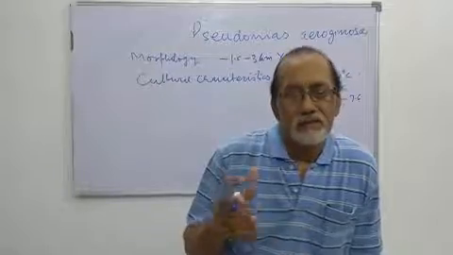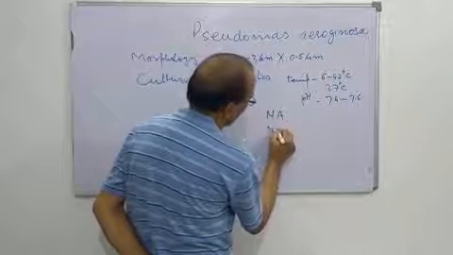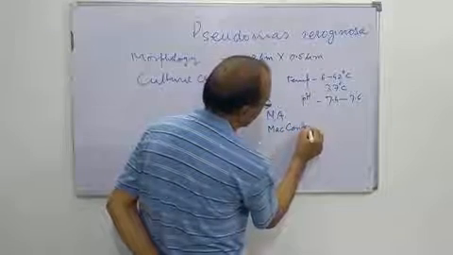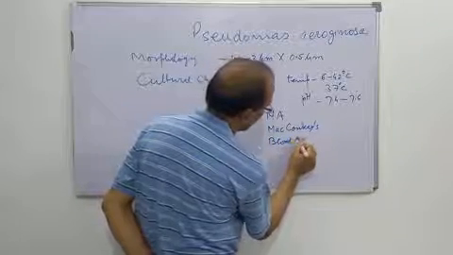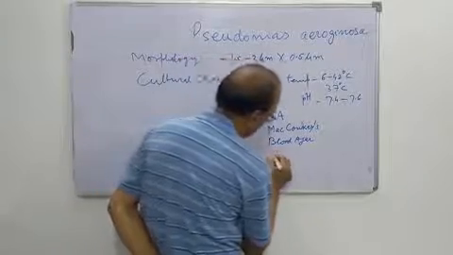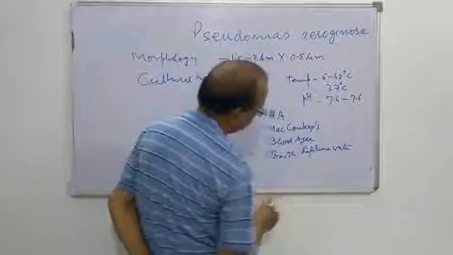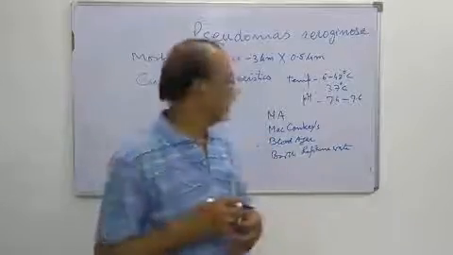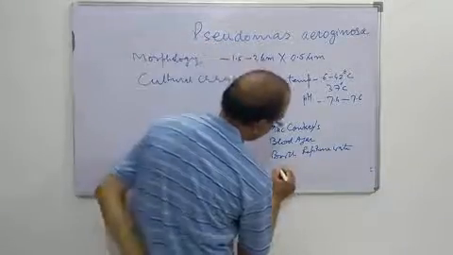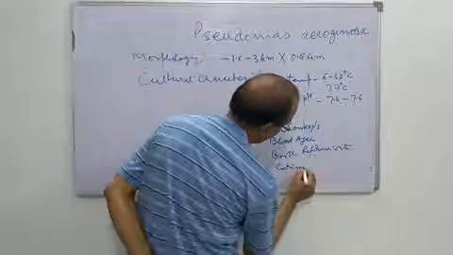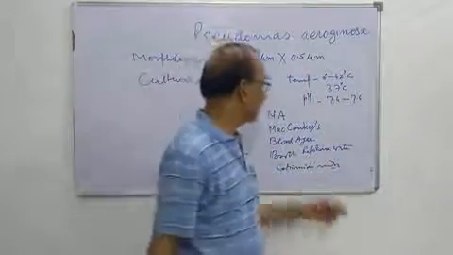Now we see the media: nutrient agar and MacConkey agar, next is blood agar, broth, that is peptone water, and the selective medium, that is cetrimide media or agar.